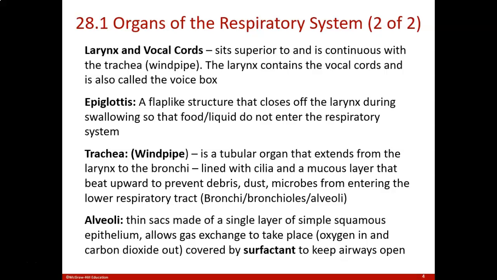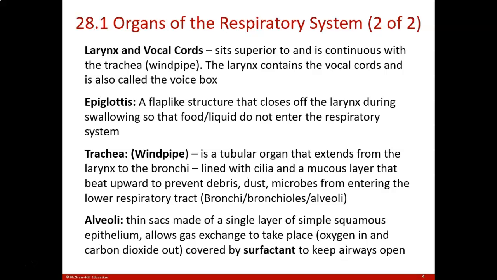Now that larynx area of the vocal cords sits on top of, or superior to, and is continuous with the transition to the lower respiratory tract, which is the trachea. The other word for the trachea is the windpipe, okay? And so that larynx area contains the vocal cords, also called the voice box. And below that, there's a little flap that sits on top of that area that will open and close off that area so that we don't actually inhale food or liquid when we are eating and drinking. So that epiglottis is that flap-like structure that closes the larynx off.